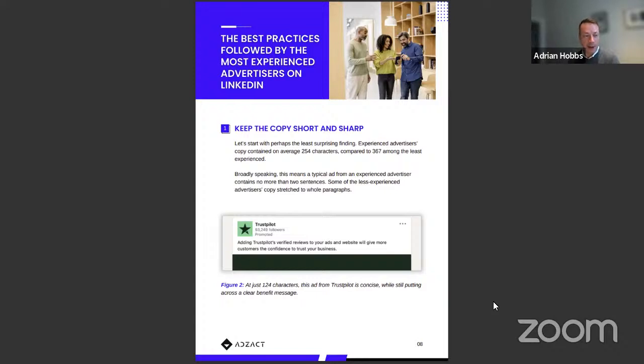So it's good to call this one out right up front, which is keeping the copy short and sharp. Good use of language to get your message across succinctly. Here's a good example. Trustpilot, just a short piece of copy that explains exactly what it is they want you to understand about their proposition. We're not seeing the full ad here, but you saw an example on a previous page where you've got an image under that and then a call to action, which we'll come back to.